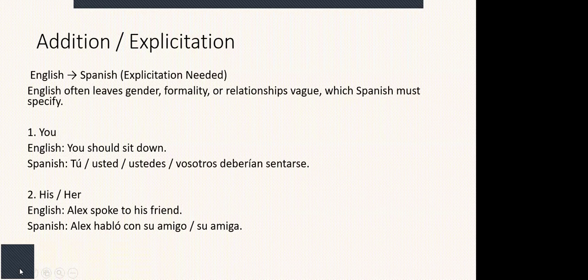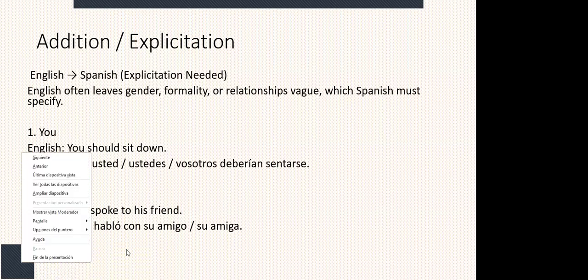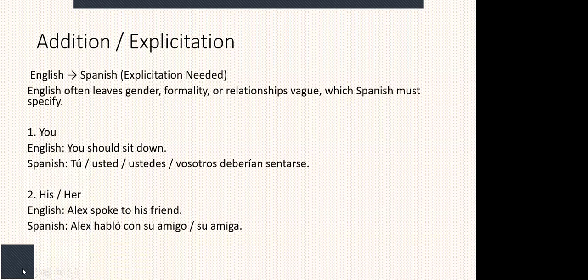Good. Second is all these third person pronouns, like his or her, especially if they're possessive adjectives. So: Alex spoke to his friend. That could be amigo or amiga. And there is vagueness here, both in terms of the noun or the relationship, because you don't know the gender role, along with the pronoun itself. Okay, let me move on.